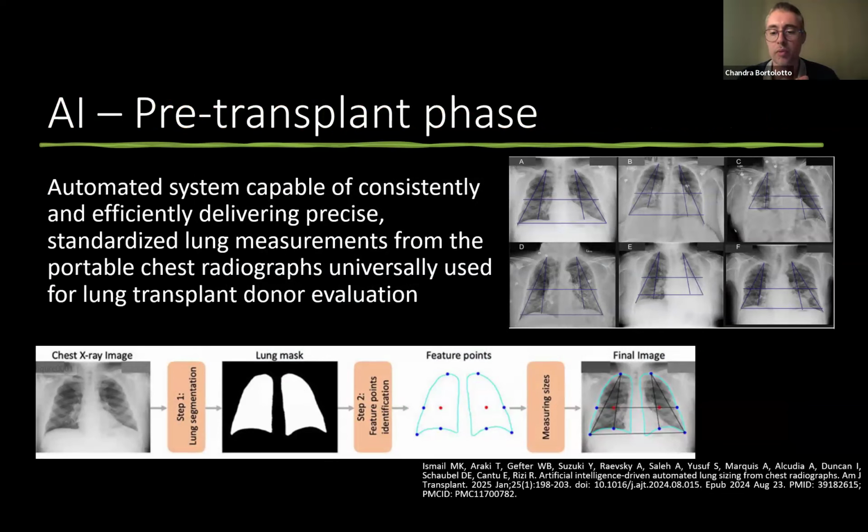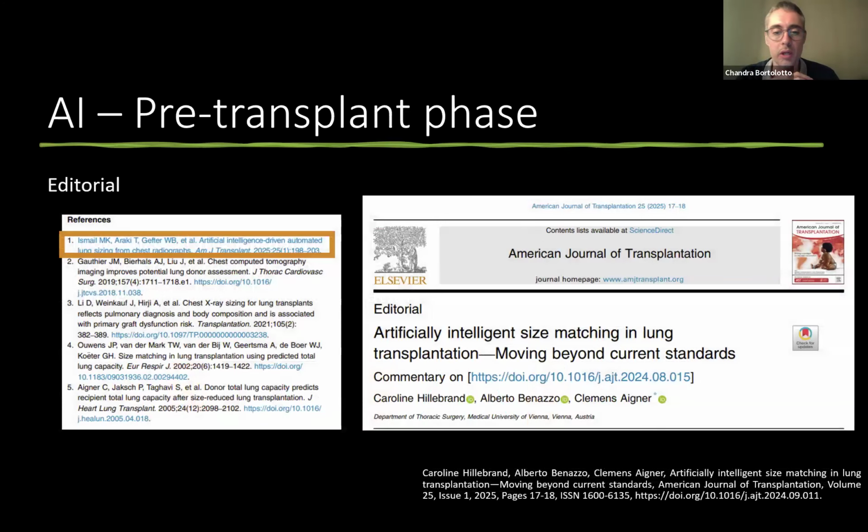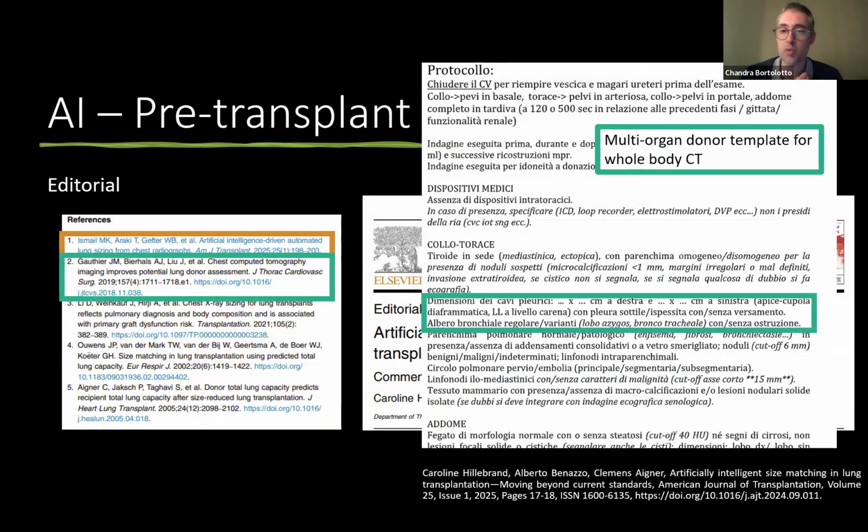We will see this article from 2024 from Ismail, in which they put in place a system to deliver precise standardized lung measurements on X-ray. Pretty cool, but actually, as pointed out in this editorial, they cite Ismail, but they also cite this old article which said that we actually should use CT to do this. So this is using AI for tasks which actually can be done better in another way.